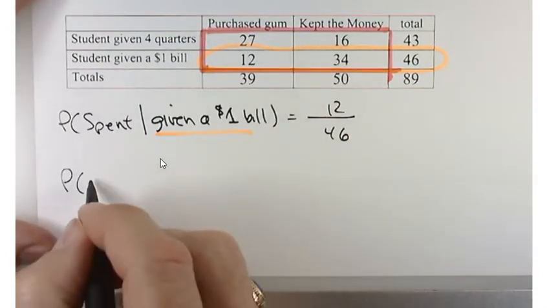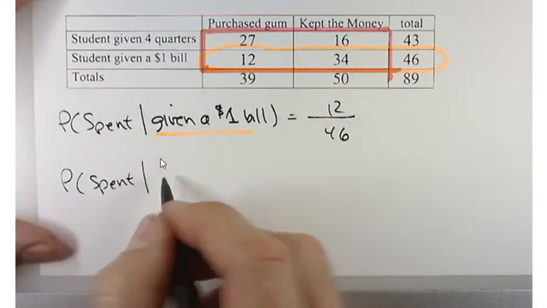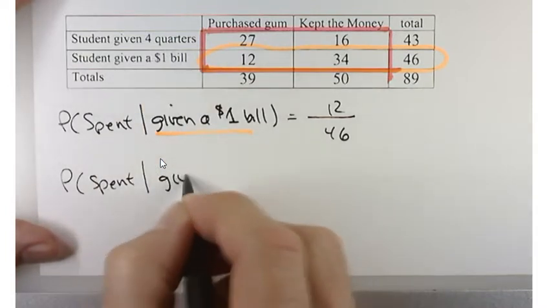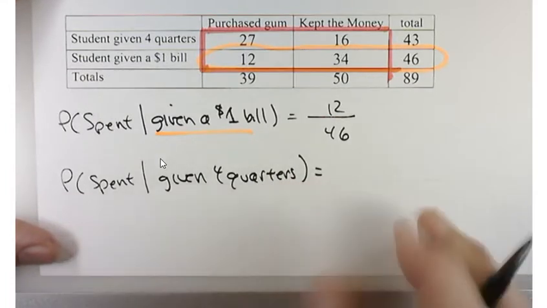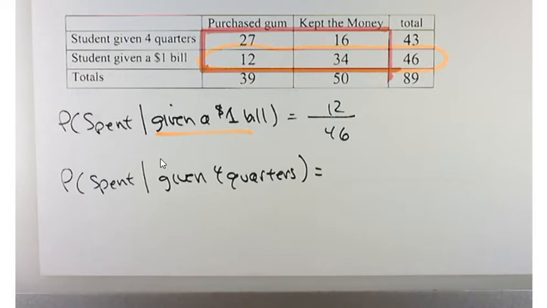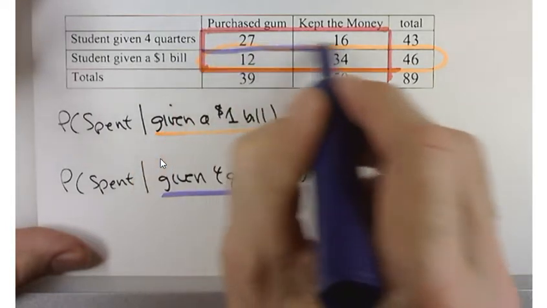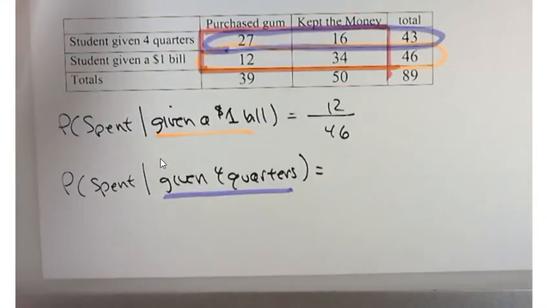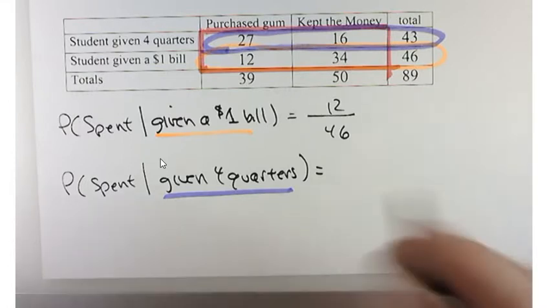Let's take a look at the probability that they spent it given that they were given 4 quarters. So now we're looking at a different part of the table, right? You're looking at this part of the table. What's the probability that they spent it? Somebody else. Yeah, thank you. 27 out of 43.